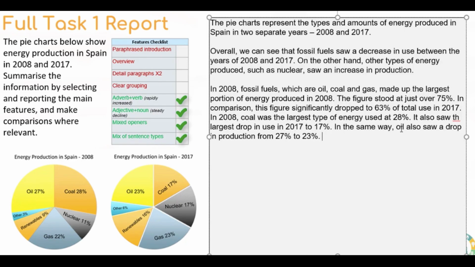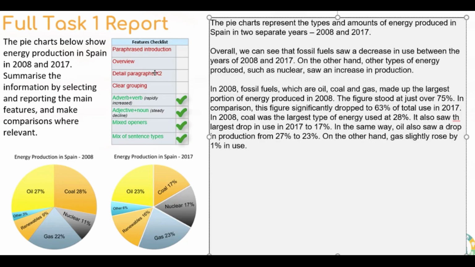And I want to show a difference in the trend here, because gas as a fossil fuel actually increased. On the other hand, and I'm really organizing my language now, gas rose slightly, I'm using an adverb, slightly rose by 1% in use. That's fine. I'm not going to give specific dates. On the other hand, gas slightly rose by 1% in use. Let's take a quick look at our features checklist. So I have the paraphrased introduction and the overview.